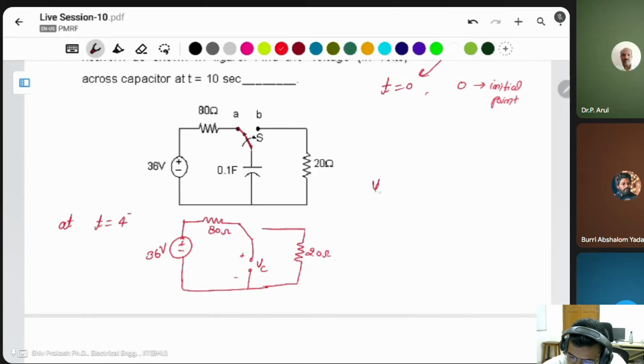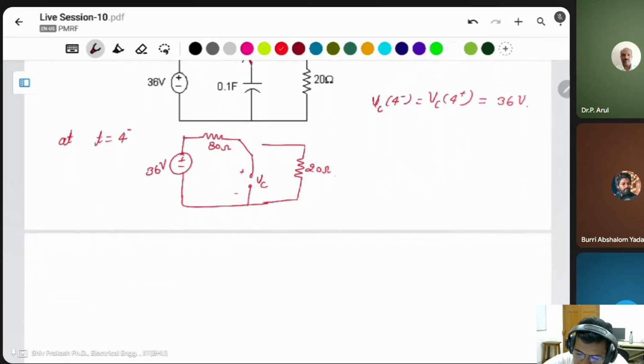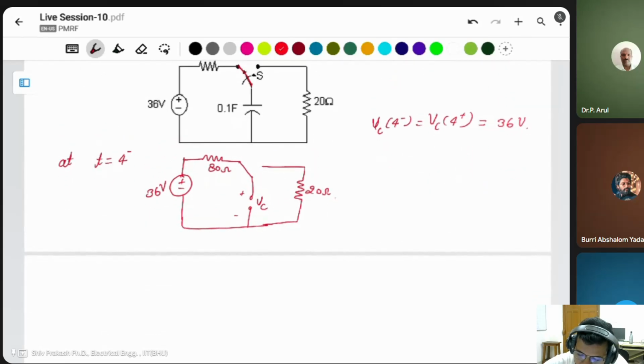It means the initial voltage of the capacitor at 4 minus is the same as at 4 plus, which is equal to 36 volt. The total voltage appears on the capacitor. Okay, next one.